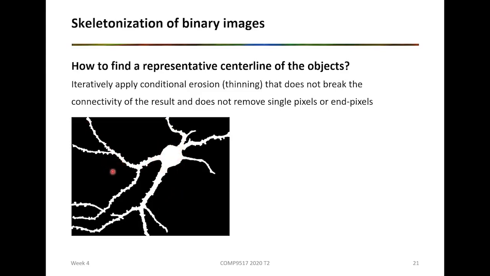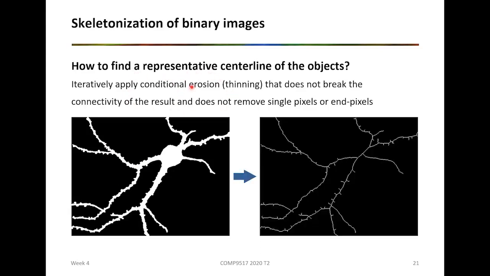If you would want to have a 1 pixel thick representation of all these dendrites, which could be useful, for example, if you want to measure the lengths of these things, then you could do this operation. Conditionally erode ultimately until you have a 1 pixel thick representation. This representation is also called the skeleton. So this is why the operation is called skeletonization.